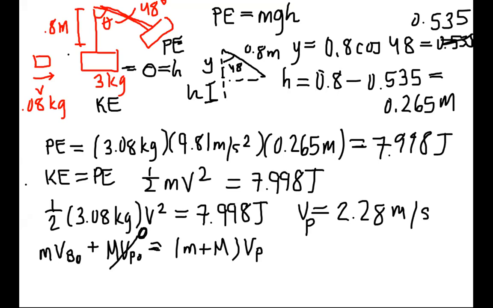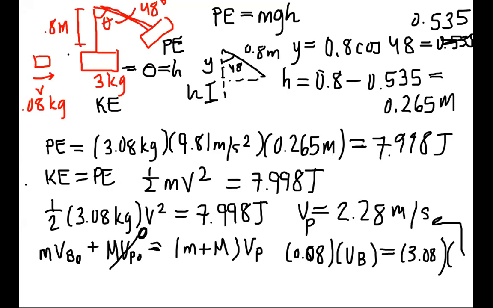So that will give us a value of 0.08 times the velocity of the bullet is equal to 3.08 times the 2.28 meters per second that we just calculated. Plugging that into a calculator, you get a velocity of the bullet of 87.7 meters per second. And that will be the final answer. Does it make sense how we got to that point?